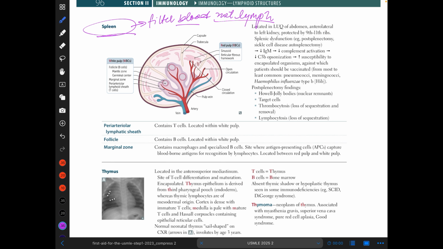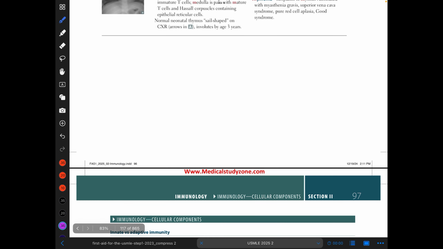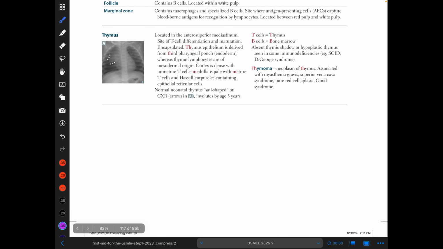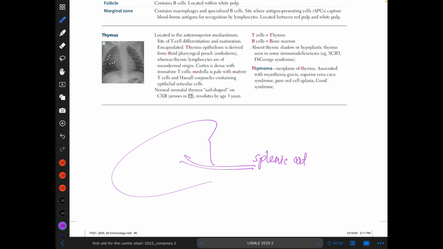Before talking more about it, I want to simplify the diagram of the spleen, the structure of the spleen. For example, that is the spleen, and it filters the blood, so there will be a splenic artery taking the blood towards the spleen, and there will be a splenic vein that will take blood out of the spleen.